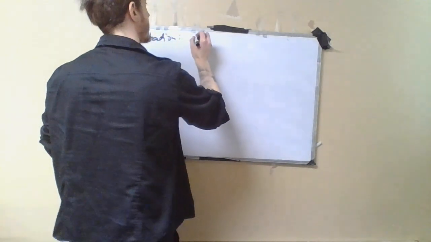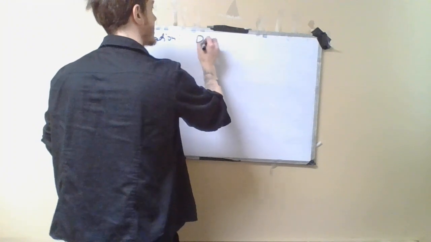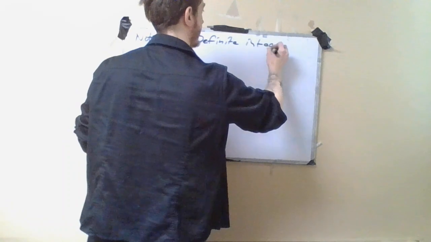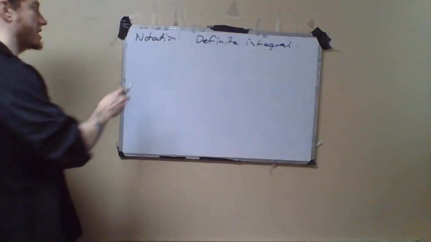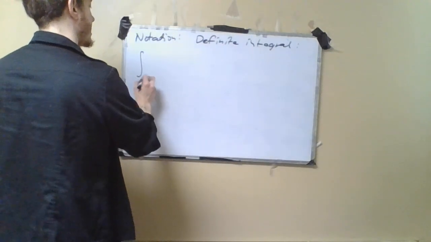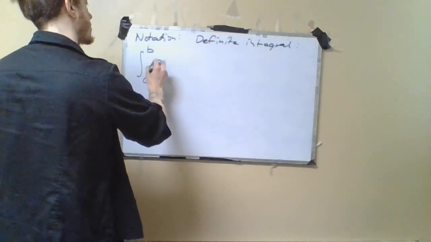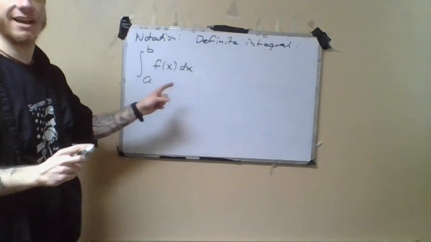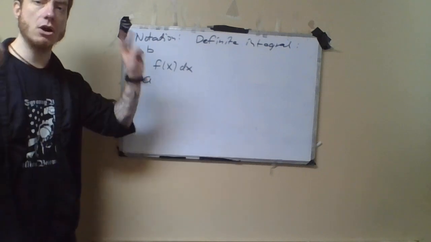The notation that I want to introduce here is known as the definite integral. And the definite integral is written in the following way. We write this big elongated S, we put a and b here, then we put some function f of x, and then we put dx, which tells us the variable that we are integrating.